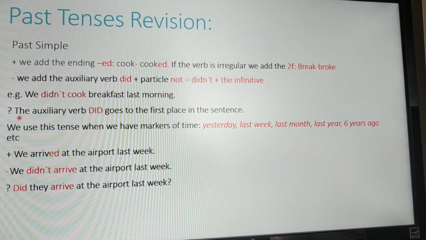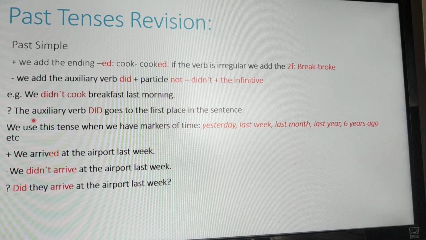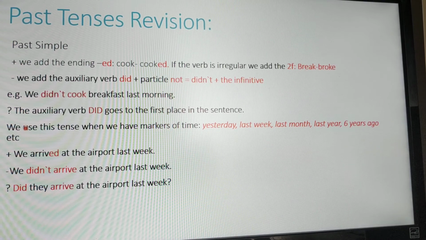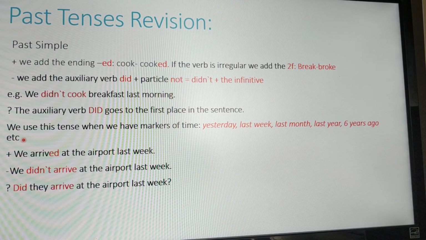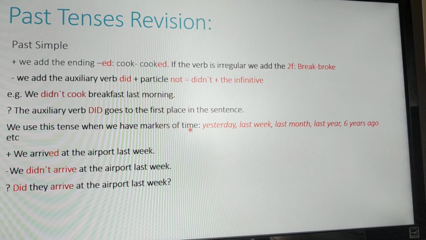Question. The auxiliary verb did goes to the first place in the sentence. Вспомогательный глагол did при вопросе уходит на первое место. When do we use this tense? Когда мы используем это время? We use this tense when we have markers of time. когда у нас есть какие-то обозначения точного времени.